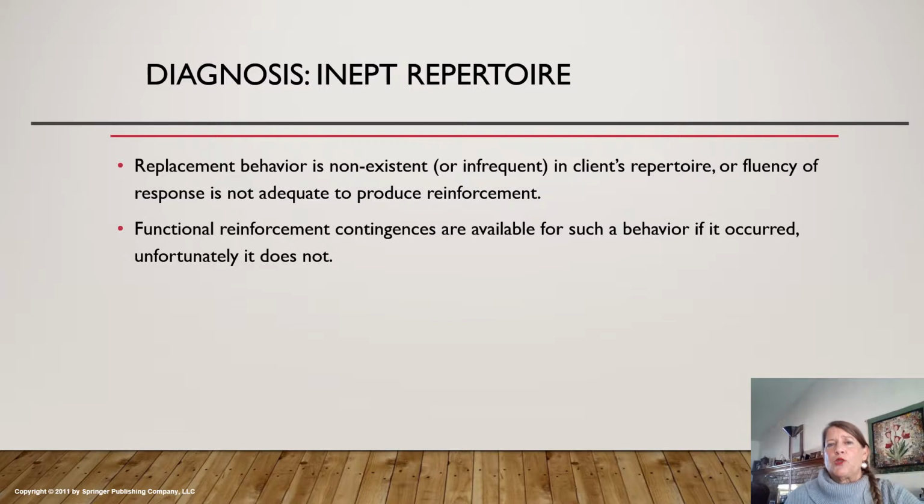So an inept repertoire is when we set up a reinforcement or a replacement behavior that we haven't even assessed whether the child can do or not, because nobody has ever seen the child do it. Nobody knows, and nobody makes that assessment. They don't take a look at the child's ability to do it before they put it into place. And so the functional reinforcement contingencies that are available for the behavior just don't happen because the child can't perform the behavior.